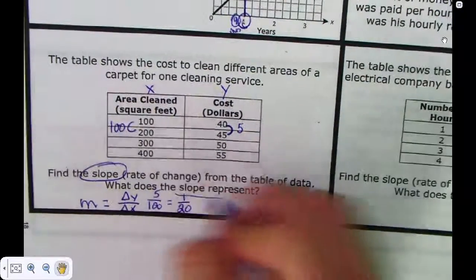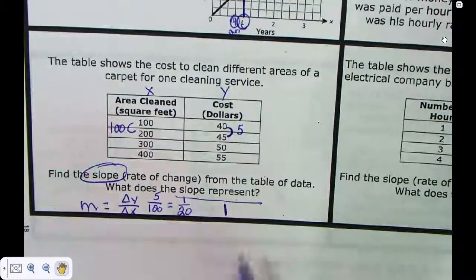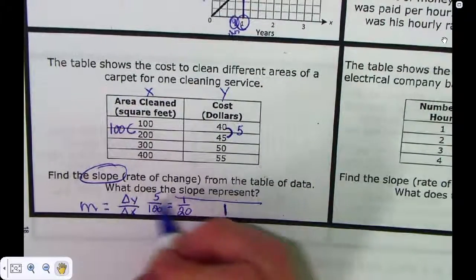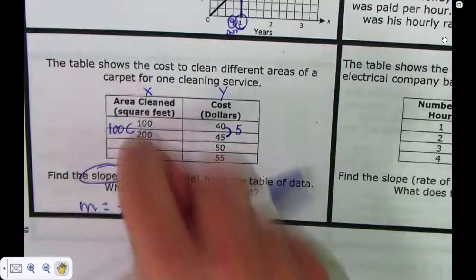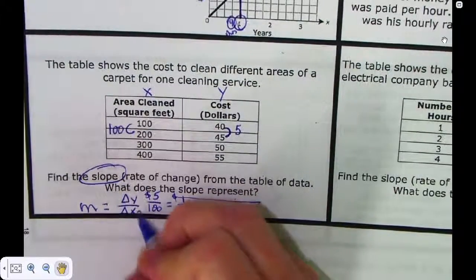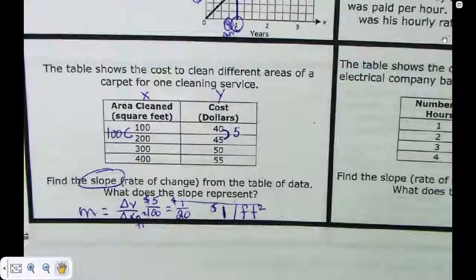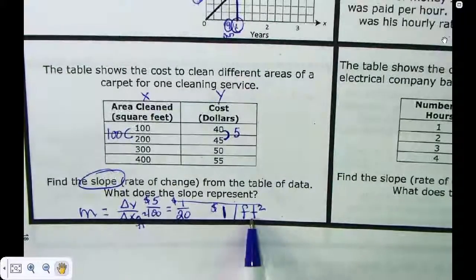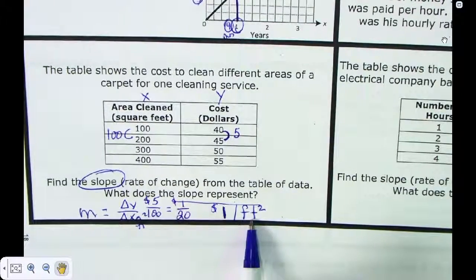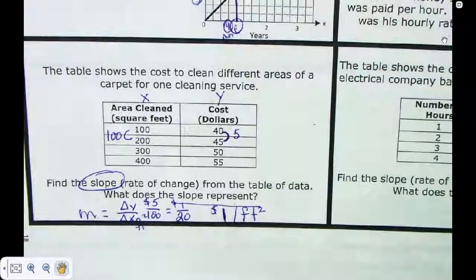And it says, what does the slope represent? So 1 what? What does the Y represent? The dollars. And what does the X represent? The square feet. So it's $1 per square feet. $1 per square feet. Does everybody get that?